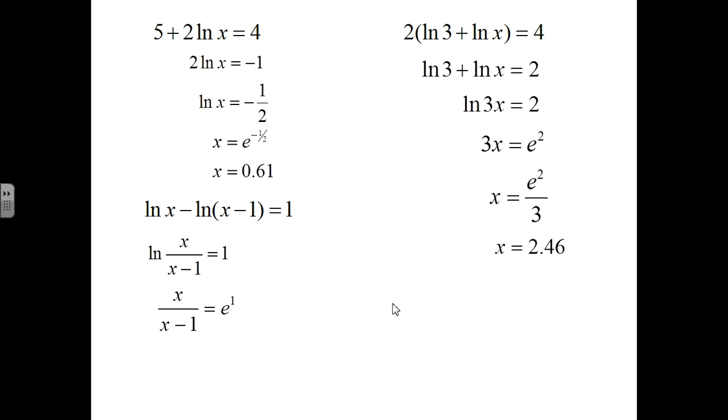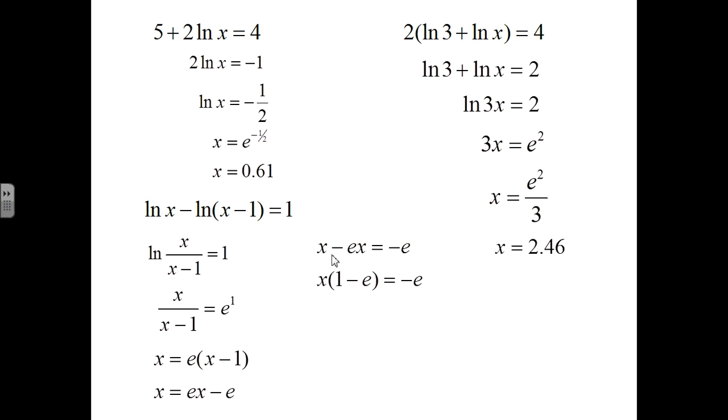But now I have to solve for x. And this is a little bit more complicated because we have a fraction here where x is both in the numerator and denominator. So I'm going to cross multiply. And when I do that, I get x equals e times x minus 1. And then I'm going to distribute my e. So I get e times x minus e. The next step, I'm going to move this ex to the other side because I want to get the x's all together. So I get x minus ex equals a negative e.